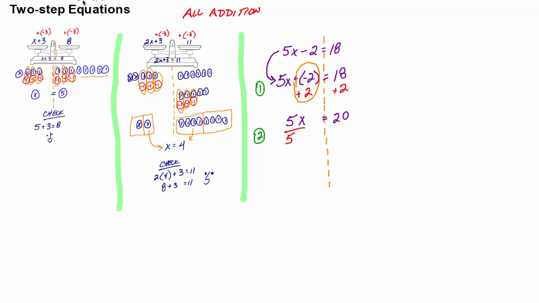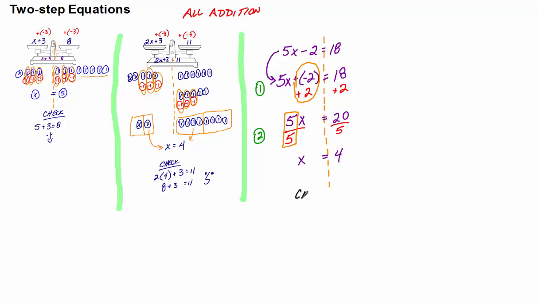Why 5? Because if you divide 5x by 5, this becomes a 1. 1 times x gives us x. That's what we want. We want to know what x is. The 20 divided by the same 5 becomes 4. That is our answer right there. x equals 4. How do we know that?